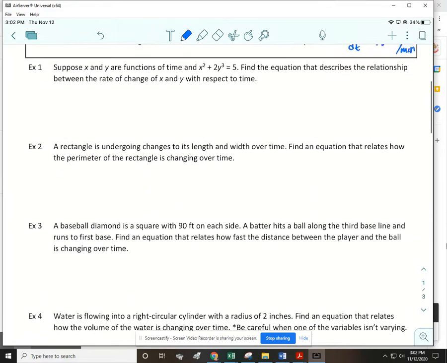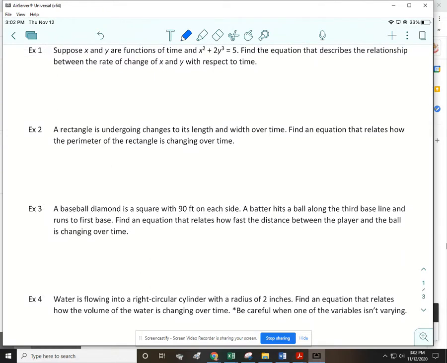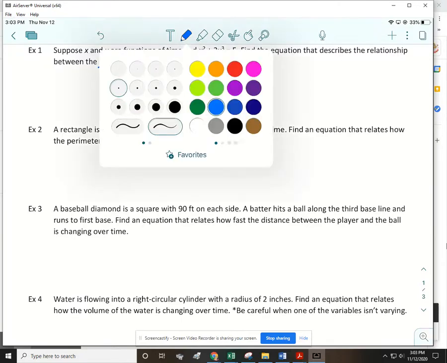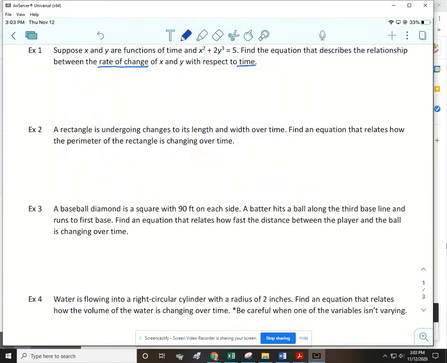And then the next lesson, we'll start plugging in some values into it. All right, so for example 1, suppose x and y are functions of time, and x squared plus 2y cubed is equal to 5. We're going to find an equation that describes the relationship between the rate of change of x and y with respect to time. So that is a way to tell you to find the derivative of that equation or that function with respect to time.